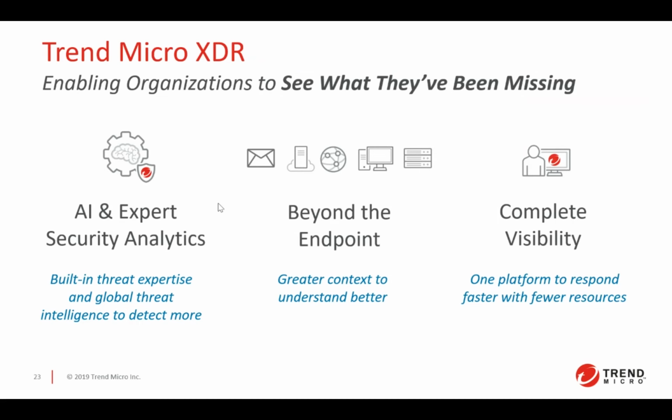By this way, Trend Micro XDR enables organizations to see what they have been missing. We are beyond the endpoints. We are into the network, into the cloud workloads, and email, everywhere. Everywhere we are doing detection and response. So there will be greater context to better understand, with AI and expert security analytics. There is built-in threat expertise and global threat intelligence, which will detect more, with complete visibility. One platform to respond faster with fewer resources.